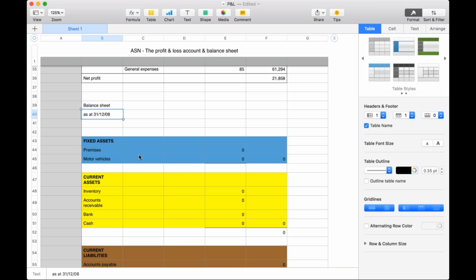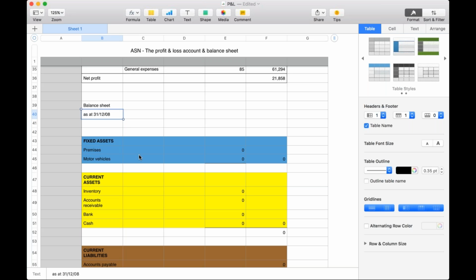Rebecca's just asked, would drawings be in it? And yes, they absolutely would. We will cover drawings, Rebecca, shortly. So it's just very important to remember that the profit and loss account covers a period, normally a year. The balance sheet is kind of a snapshot of the business as at that year-end date. So hopefully that makes sense.